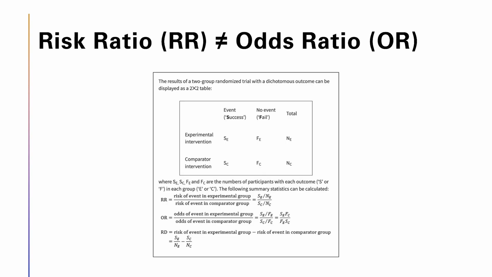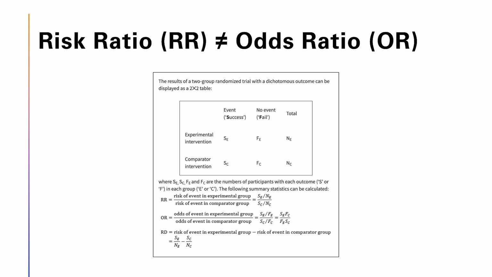Alright, so now let's get back to the difference between risk ratio and odds ratio. While they both estimate the relative risk of an event, they have very different interpretations and are used in different situations. So a 2x2 grid is useful in understanding the differences.